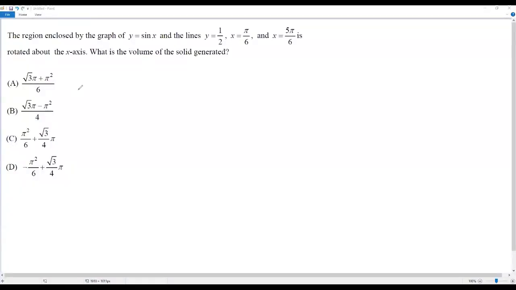We have an AP Calculus AB problem. Okay, let's go with the question. The region enclosed by the graph of y equals sin x and the lines y equals 1/2, x equals pi over 6 and x equals 5 pi over 6 is rotated about the x-axis. What is the volume of the solid generated?